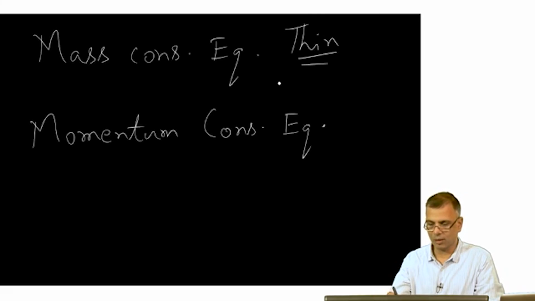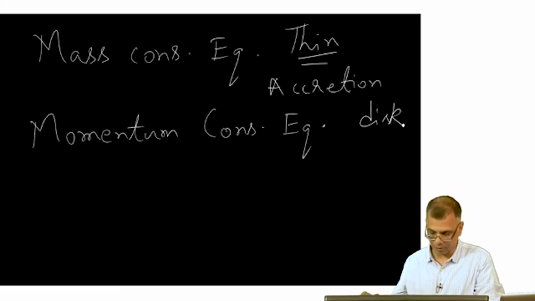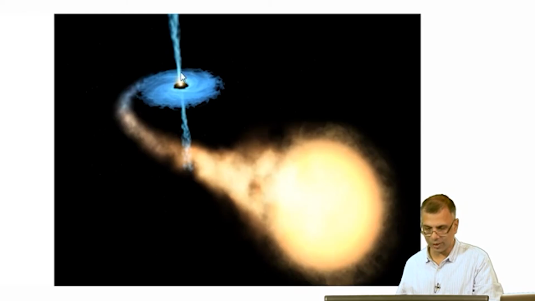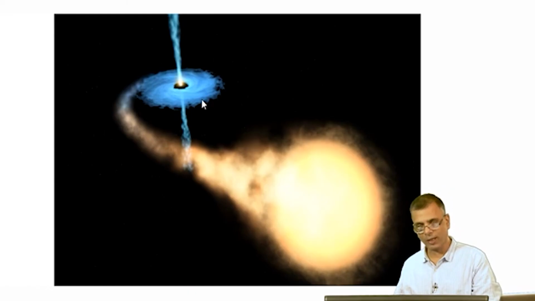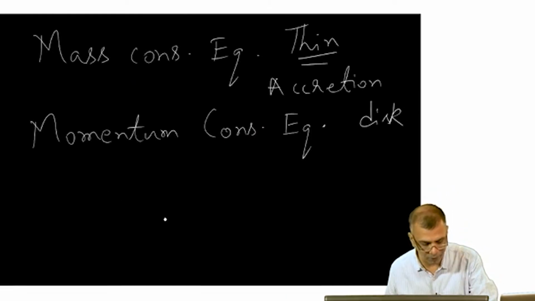A thin accretion disk. In other words, one which looks like this. What does the word thin mean to you? Well, it looks thin. What do you mean by that? Really, the vertical dimensions, it looks like a thin plate. So the vertical dimensions are very small in comparison to, say, the radial dimensions. So this is what we are talking about, and the appropriate geometry.